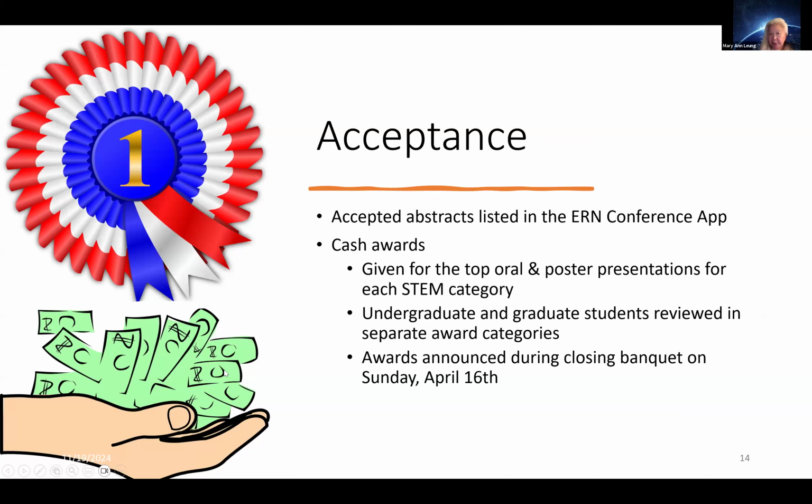So as far as acceptance goes, if you are accepted, your abstracts will be listed in the conference application so that everyone can find you, and people will come to hear your talks. There are cash prizes given out for the top oral and poster presentation for each of the STEM categories, both in undergraduate and graduate. So there are two separate categories, one for undergrad, one for grad. And then for each of those categories, there are top awards given for all of the STEM categories.